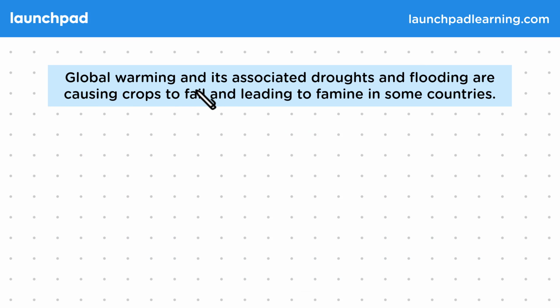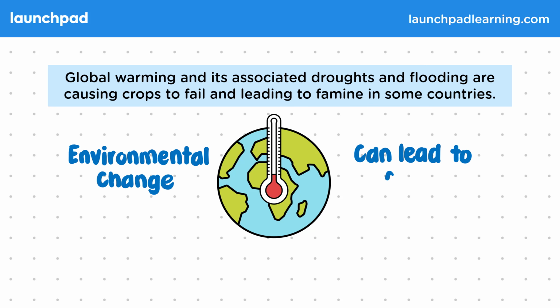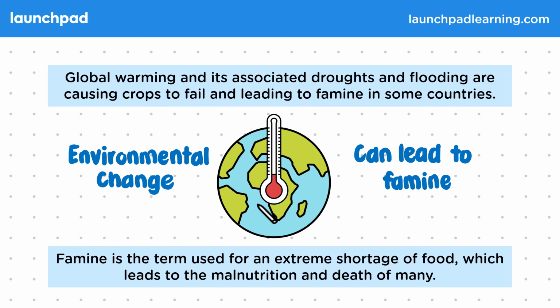Global warming and its associated droughts and flooding are causing crops to fail and leading to famine in some countries. This means that any associated environmental change, such as flooding, can lead to famine. Famine is the term used for an extreme shortage of food, which leads to the malnutrition and death of many. This is very severe, so how can we increase food production to prevent this from happening?